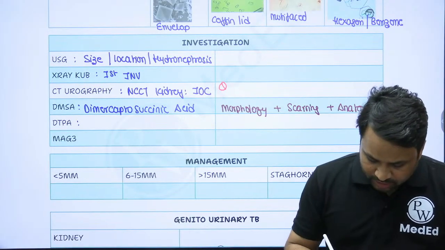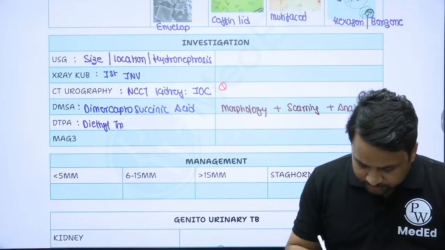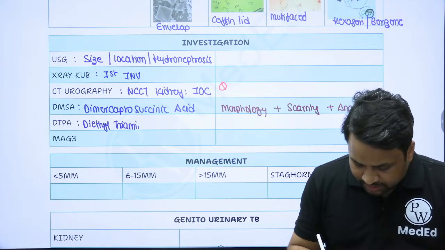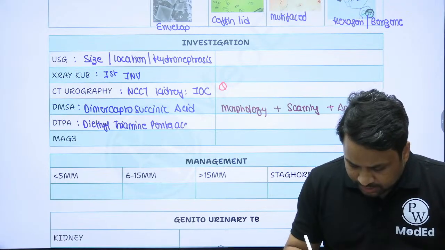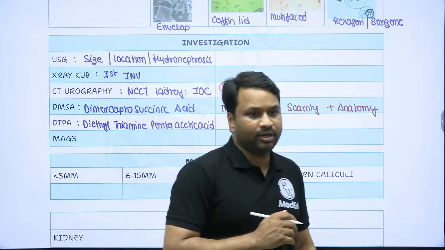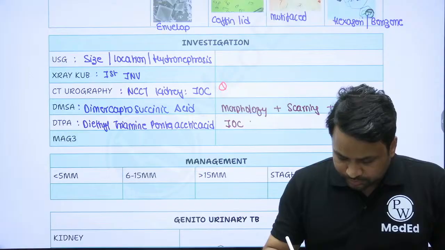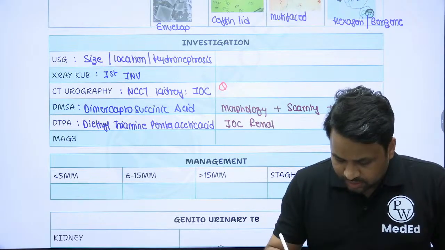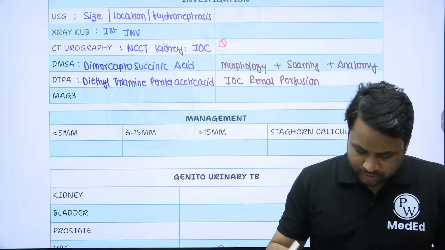DTPA stands for diethyl triamine pentacetic acid. Now, this is the investigation of choice for renal perfusion.